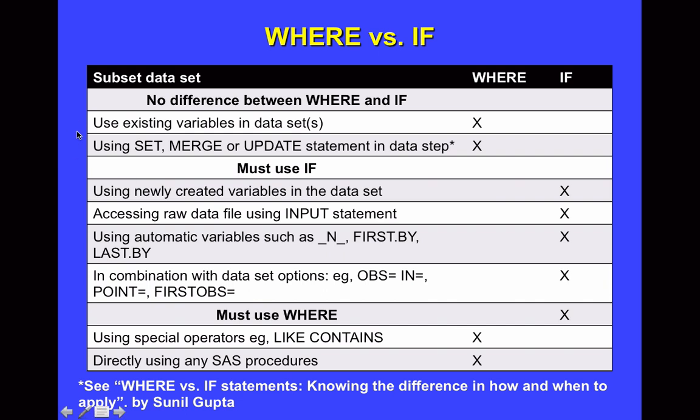So here in the first two lines, here are two examples where there's really no difference other than efficiency as to whether or not you use a where or an if statement. Either one could accomplish the goal. So for example, if there are existing variables in both data sets that the where or the if statement would be conditioning on or being applied to, you could use either the where or the if. And again, whenever you have a choice, generally you want to use where statements because they're more efficient.